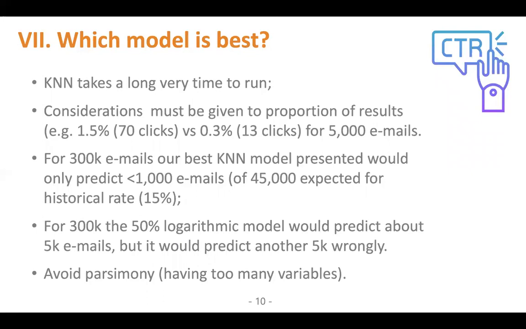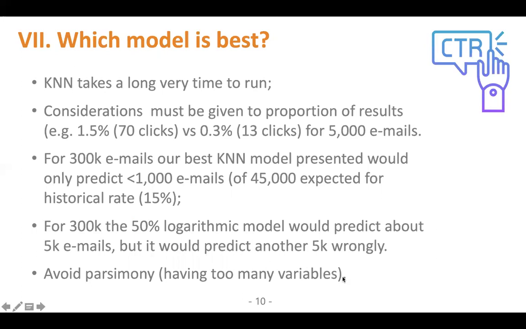But you're also including noise. So you'll get another perhaps 60 to 70 clicks that are predicted as clicks, but they are not. So we have to keep that into account. That's why we're trying to put things into perspective. If you're using the KNN model, the 13 Ks, you're getting about 1,000 emails for 300K, whereas you have 45,000 actual clicked emails. Now for 300, the logistic model would predict about 5K emails, but would predict another 5K wrong.